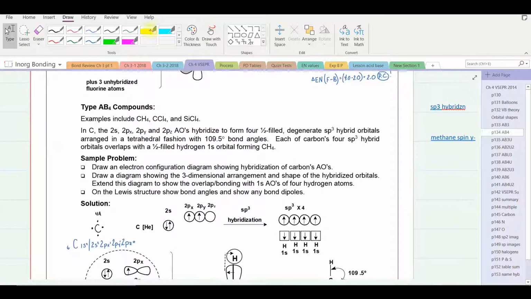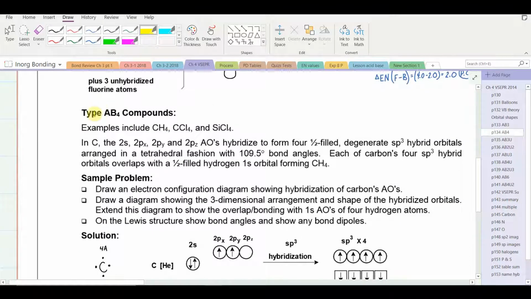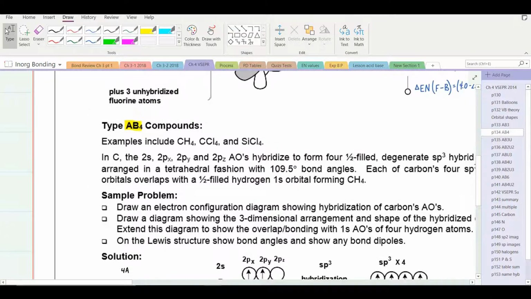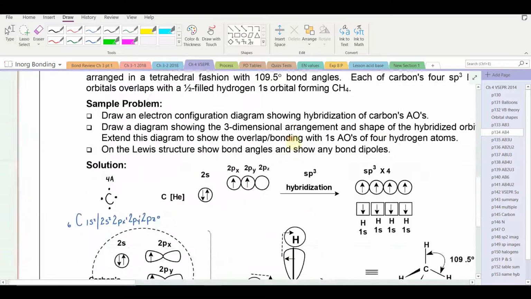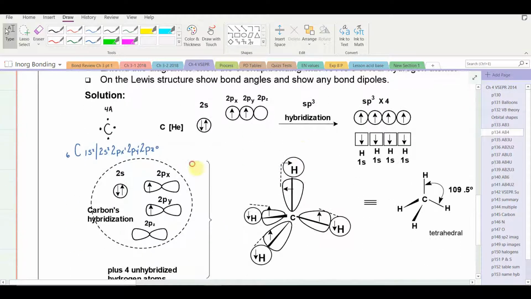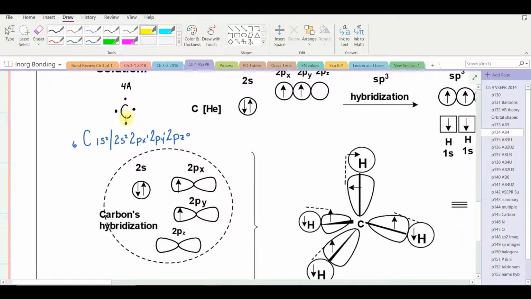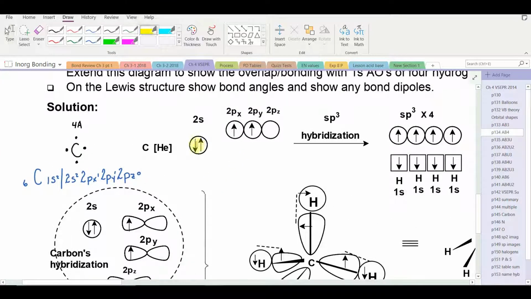Let's consider a molecule of the type AB4, a central atom surrounded by 4 bonded atoms. Examples would include methane, carbon tetrachloride, silicon tetrachloride, and such. Start by drawing the electron configuration of the central atom. It's carbon in group 4A. Its electron configuration in the valence shell is 2s2, 2px1, 2py1, 2pz0. So here it is. Carbon has a full 2s orbital, a half-filled 2px, and a 2py.